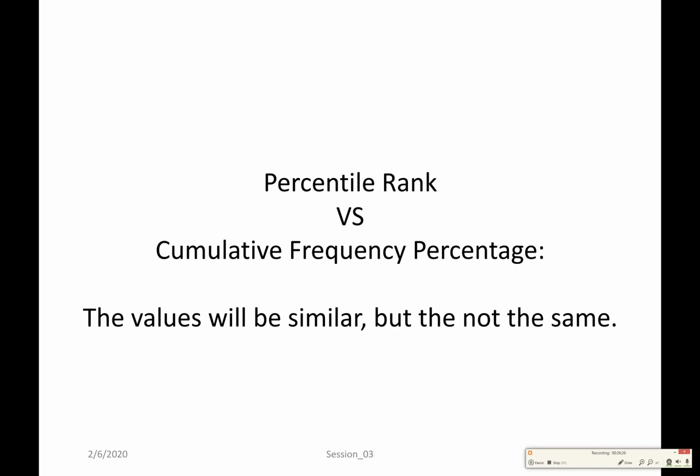So essentially, that value tells you how many people you scored better than, in terms of percentage. So in that ACT score, if you got 85, you scored better than 85% of all test takers. Percentile rank is the same thing. Cumulative frequency percentage, not exactly the same thing, but close enough.